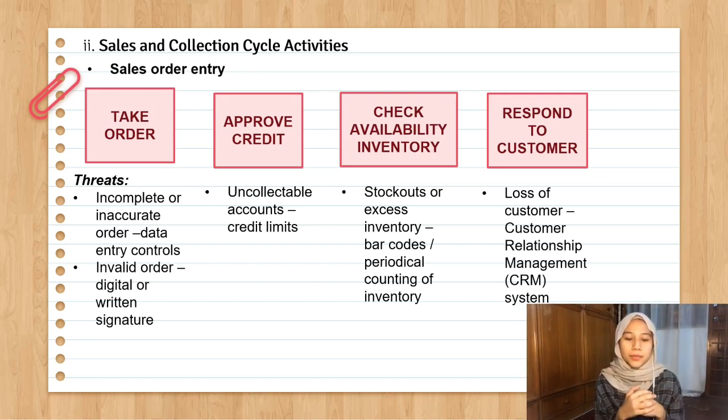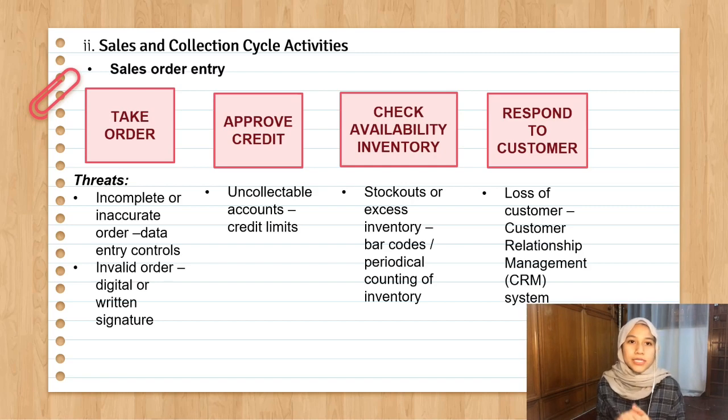Okay, so when the customer submits the order to the company, there will be threats such as incomplete or inaccurate order, and also invalid order. So what does it mean by incomplete or inaccurate order? It is when the customer submits the order, but the name of the order is not even in the system. Therefore, this can be prevented by using data entry controls that will only allow the real names of the products to appear. The second threat is invalid order. This can be prevented by using digital or written signature.